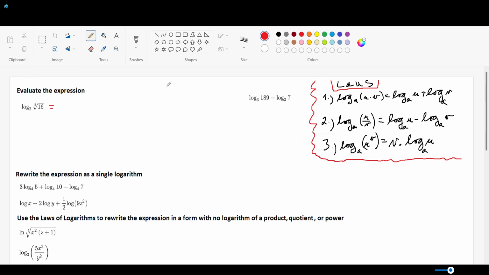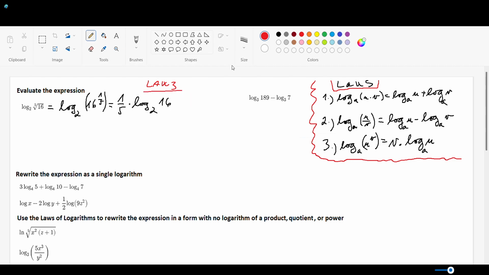First of all, we have to realize that this expression can be rewritten as a logarithm base 2 of 16 to the power 1 over 5 in parentheses. Now we will use law number 3, which is the law of power, and then it would be 1 over 5 times logarithm base 2 of 16. So here we used law number 3.